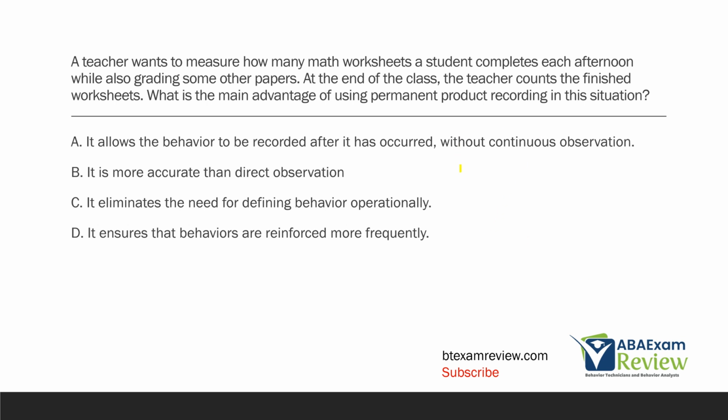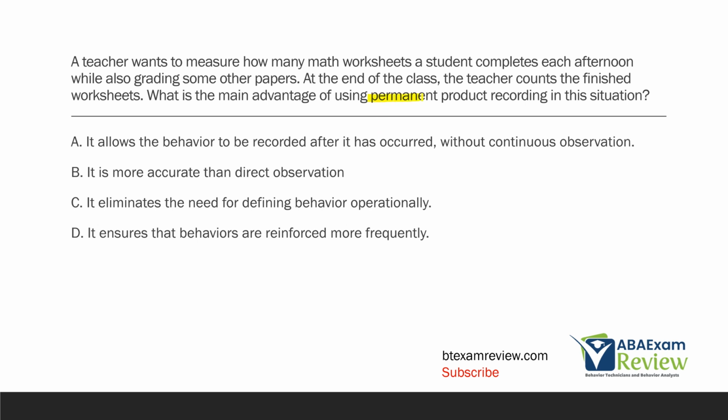A teacher wants to measure how many math worksheets a student completes each afternoon while also grading some other papers. At the end of the class, the teacher counts the finished worksheets. What is the main advantage of using permanent product recording in this situation? So this question is a measurement question, but it actually gives you the type of measurement that's being used. And instead, it asks you, why was this measurement chosen, or what is the advantage of choosing this type of measurement? Remember, we have several types of measurement we can use: continuous, discontinuous, permanent product, and each has a use and each has a time and place.